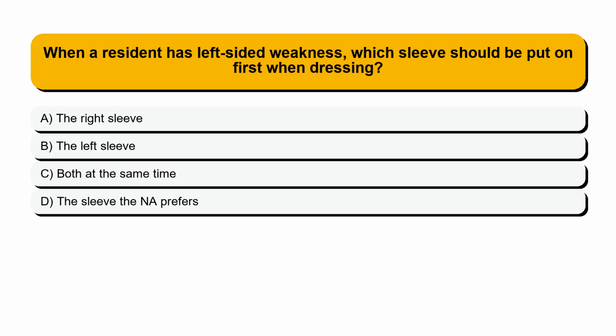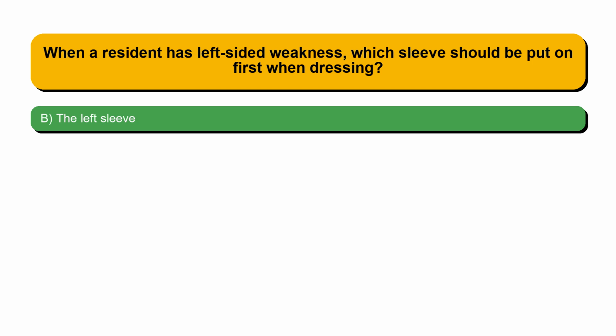Question 34. When a resident has left-sided weakness, which sleeve should be put on first when dressing? Option A. The right sleeve. Option B. The left sleeve. Option C. Both at the same time. Option D. The sleeve the NA prefers. The correct answer is option B.